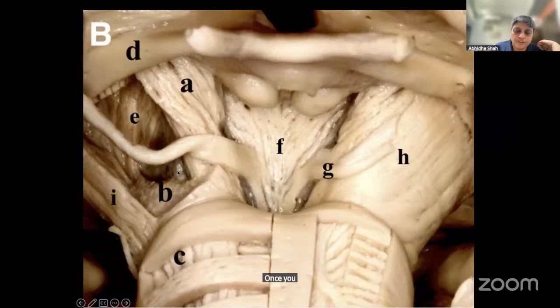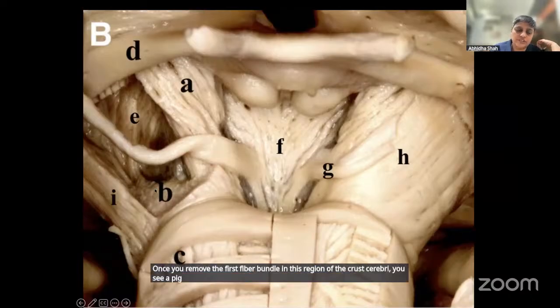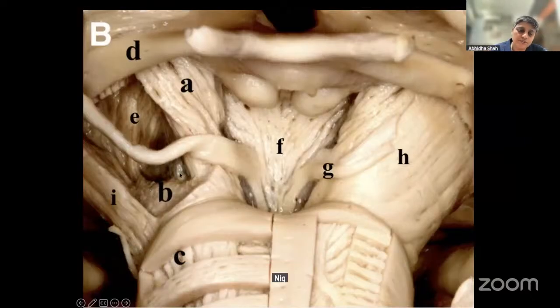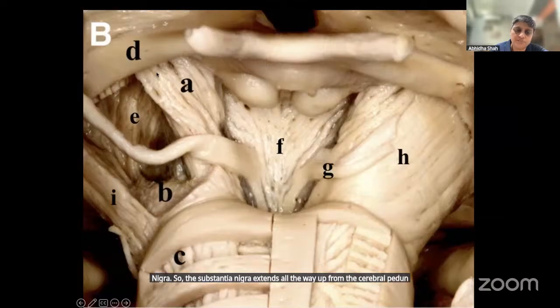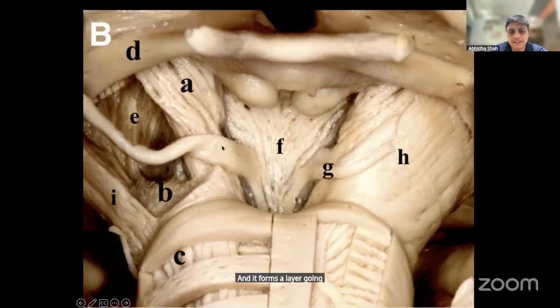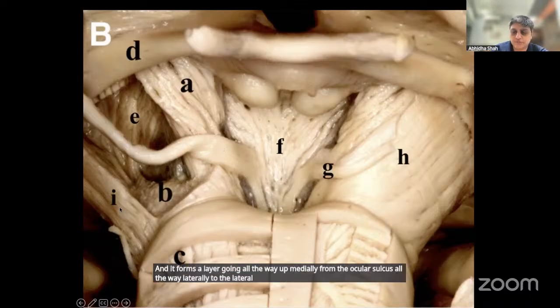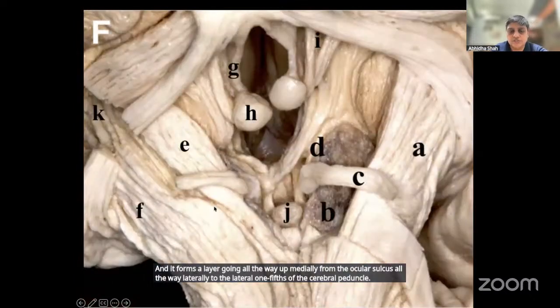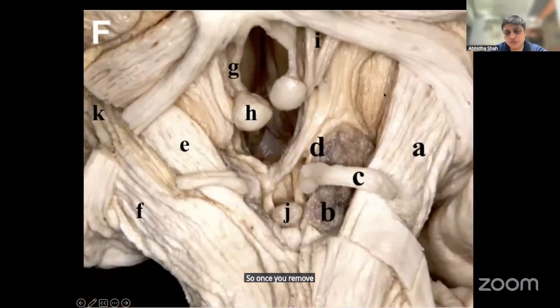Once you remove the first fiber bundle in this region of the crus cerebri, you see a pigmented structure here, that is the substantia nigra. The substantia nigra extends all the way up from the cerebral peduncle to the subthalamic region, and it forms a layer going all the way medially from the oculomotor sulcus to laterally the lateral 1/5 of the cerebral peduncle.